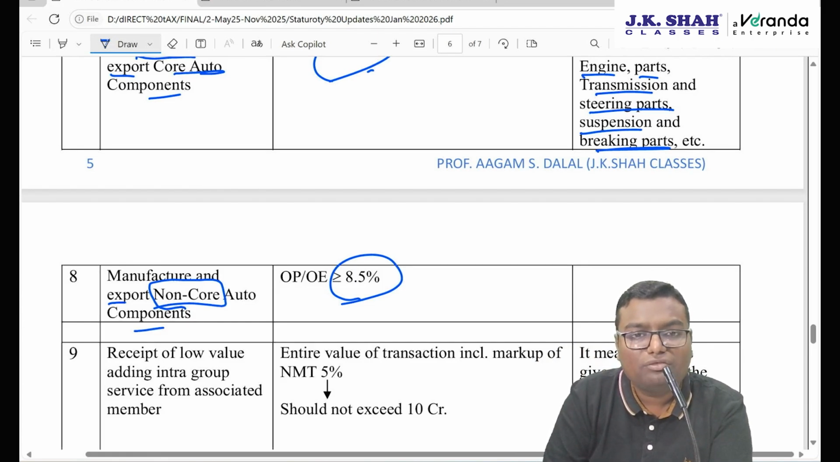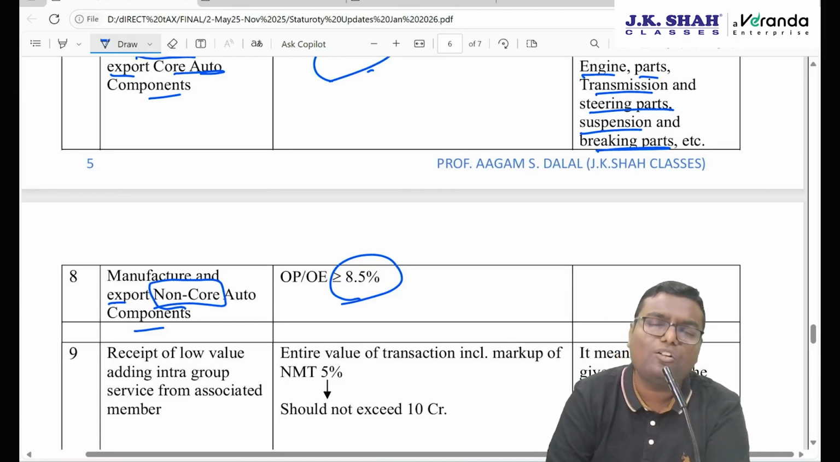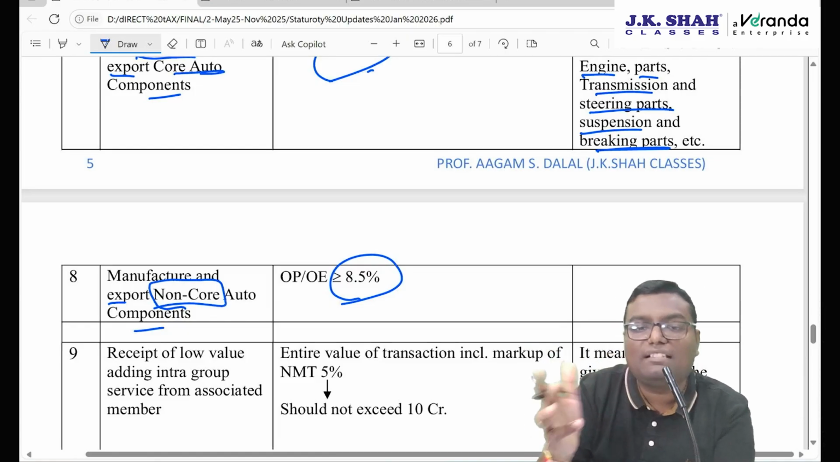Whatever is in point number 1 to point number 8, it is all regarding income. They are not discussing expense. They are all discussing how much minimum income should be there. The ninth point is regarding expense.